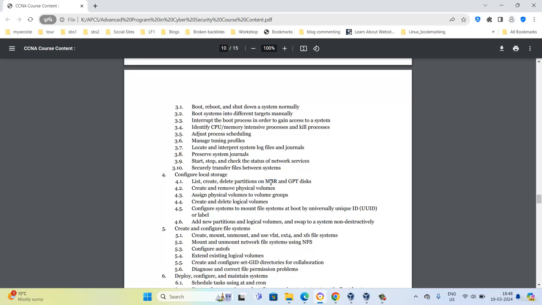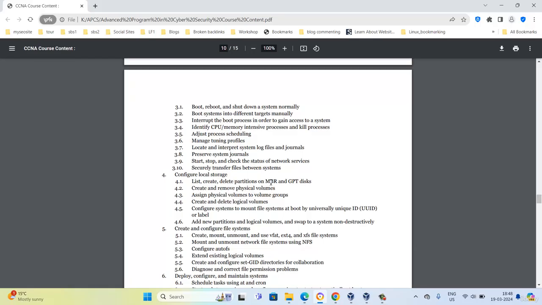Okay, so MBR was used in the old days when we were using Windows XP or Windows 7. In the old time we were using MBR. MBR has limitations and it is operated by the legacy BIOS, basic input and output system.